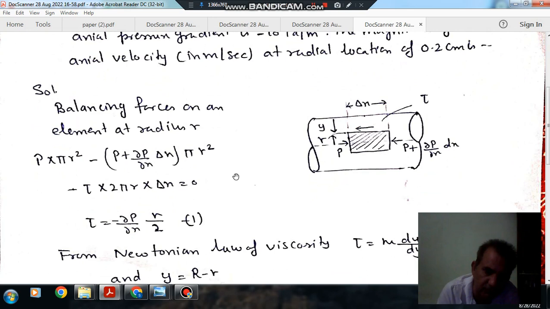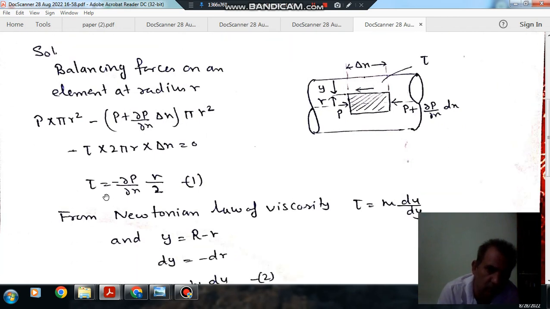So balancing these forces, the force in the right direction is P into pi r square, and the force in the left direction is P plus ∂P/∂x into dx into pi r square, and the other shear force is tau into the surface area of the element, tau into 2 pi r into dx. So from this we have tau is equal to minus ∂P/∂x into r by 2. So this is equation number 1.